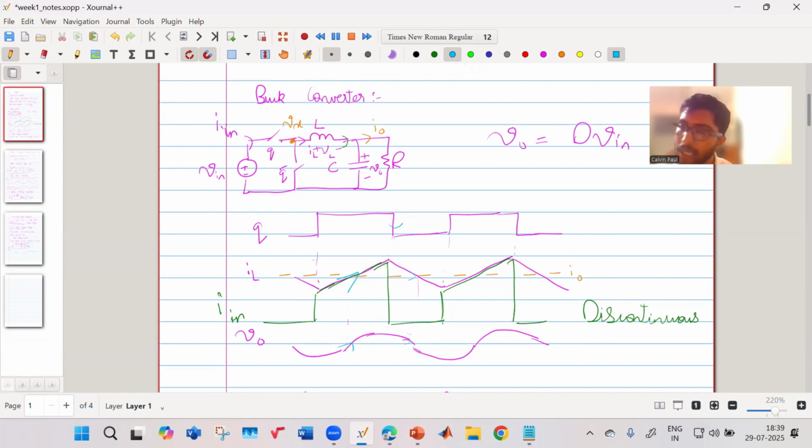But in the case of a boost converter it is opposite. When you turn on the main switch, your inductor will store the energy. And then when you turn off the main switch, the stored energy in the inductor is transferred to the output capacitor. But in the case of buck converter, directly the energy is stored into the inductor and into the output capacitor.